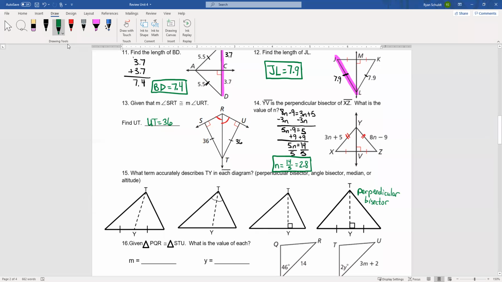And then it says we gotta find the angle bisector. Again, bisectors cut something in half. That's the first and last one now that we're left with. But here we want to cut an angle in half. So that's going to be this second one here. TY cuts that angle in half. So this is our angle bisector.